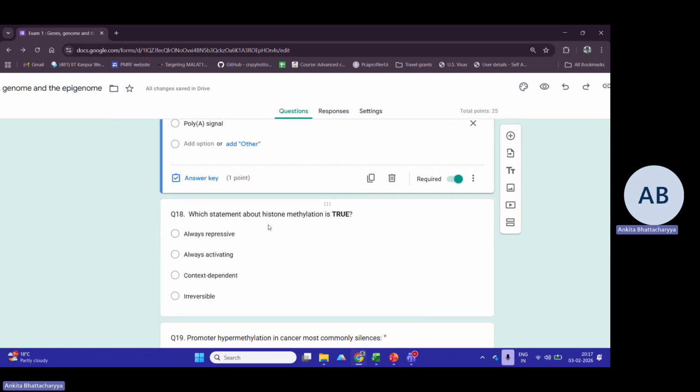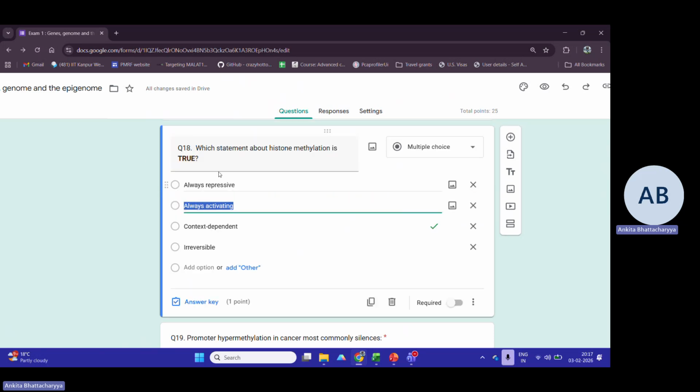Now, which statement about histone methylation is true? Is it always activating? Is it always repressive? Is it context dependent? The answer is that it is context dependent, because histone methylation has both activating and repressive features, and depending upon which histone it is and on which amino acid of that histone the methylation has taken place, there can be variation.